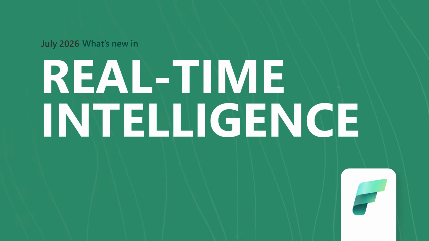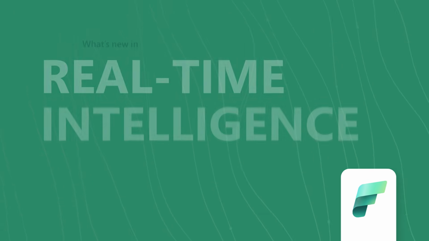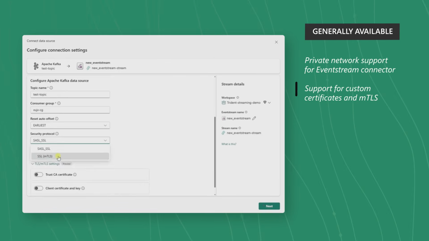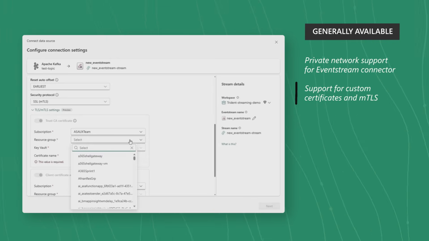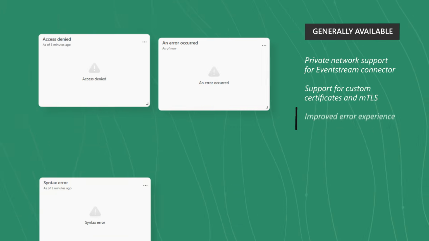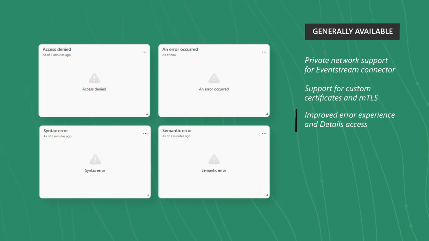For real-time intelligence, Event Stream Private Network support and custom certificate support is GA, including mTLS, making it easier to securely connect to those protected data sources. Real-time dashboards now offer a cleaner, more user-friendly error experience that makes troubleshooting a little less painful.